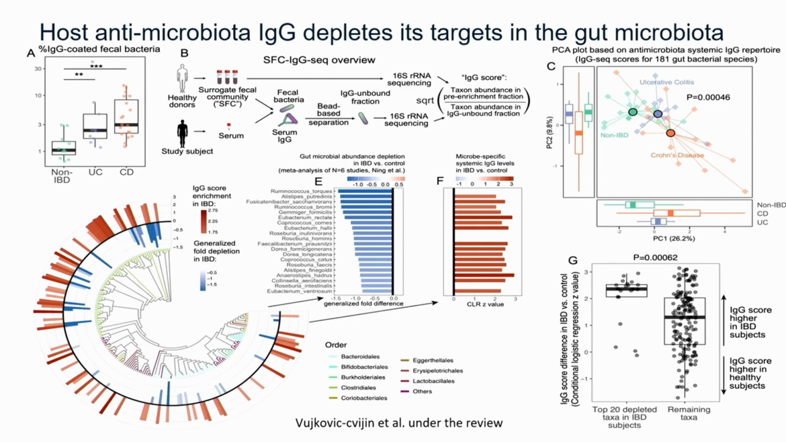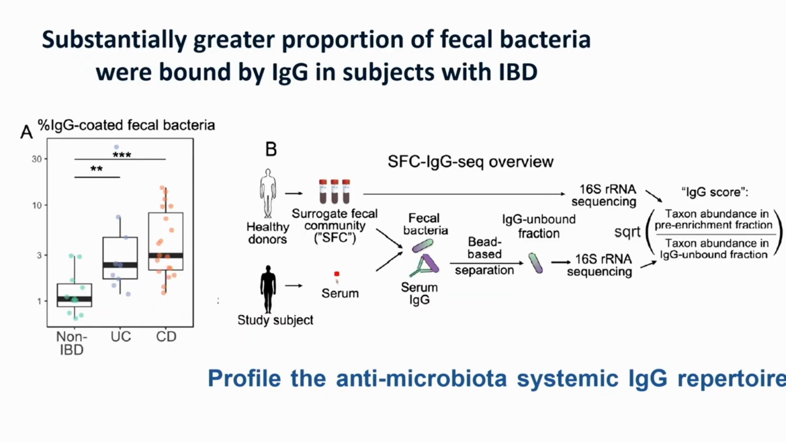This is a little busy slide, so maybe I need to explain a little bit about host antimicrobial IgG, which could be depleted in the target gut microbiota. Figure A shows IgG coating the fecal bacteria, and then whether they react with IgA or not. They showed the non-IBD group has low levels, compared to ulcerative colitis or Crohn's disease, which showed highly IgA-coated bacteria in the feces.